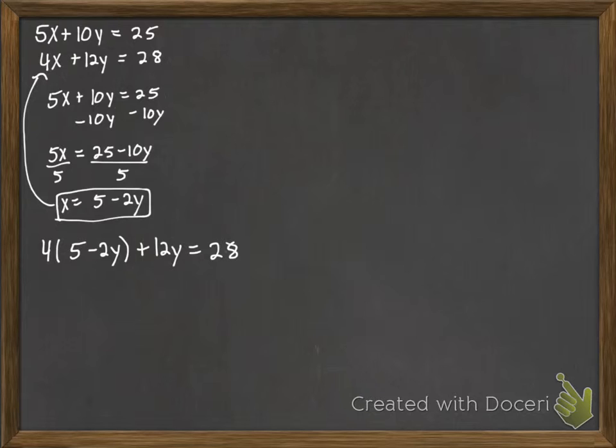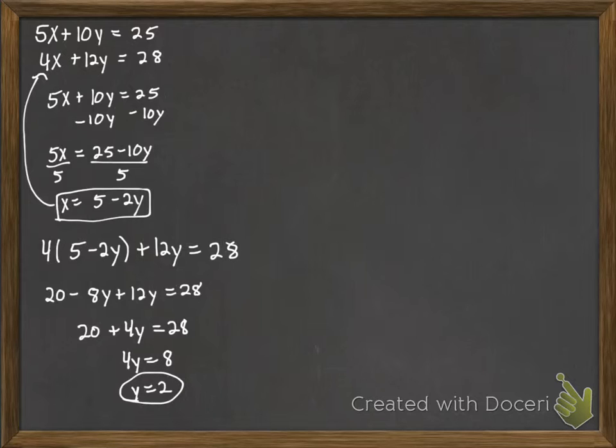We begin by simplifying. We can distribute the 4 through and get 20 minus 8y plus 12y equals 28. At this point we have some like terms, a negative 8y and a 12y. We put those together to give us 4y. And now we want to solve for y, so we subtract the 20 from both sides. That leaves us with 4y equals 8, and dividing by 4, we get y is equal to 2.